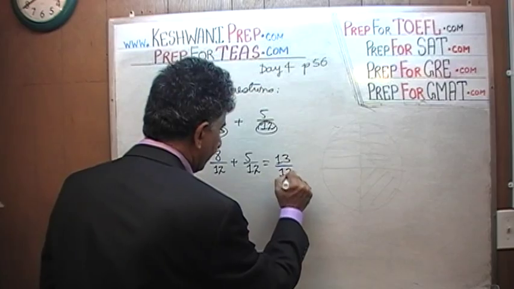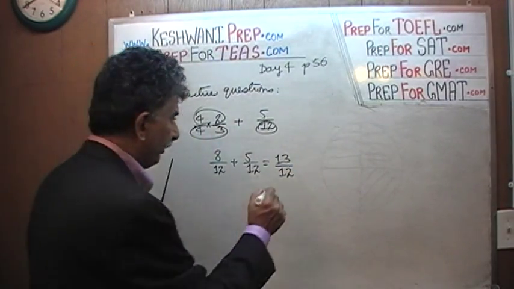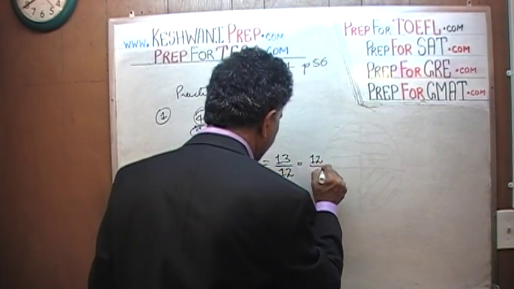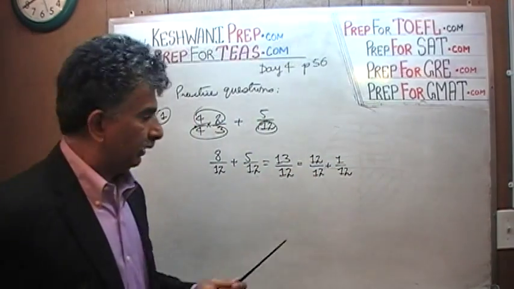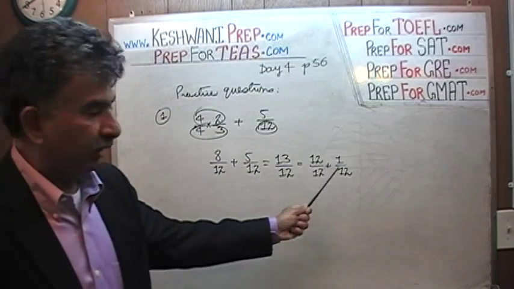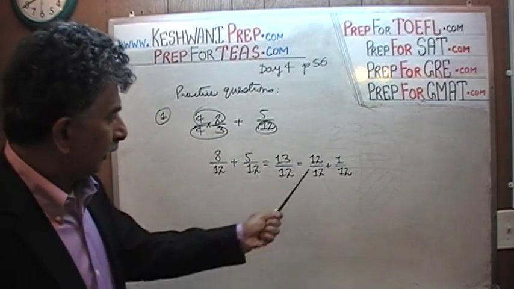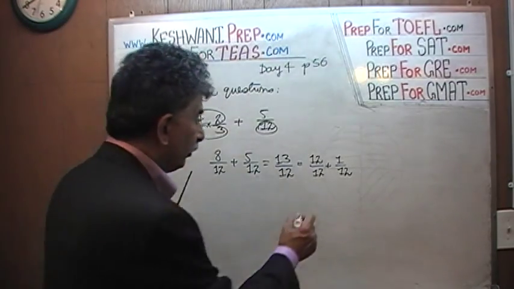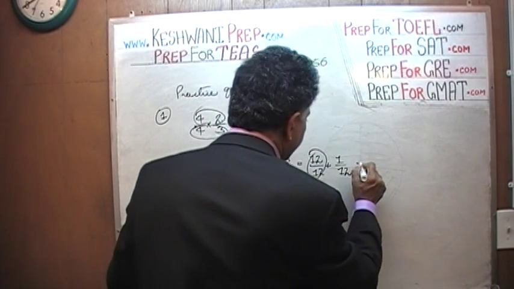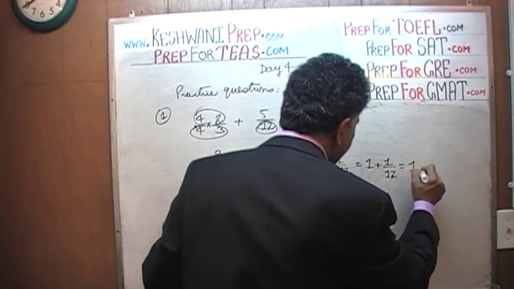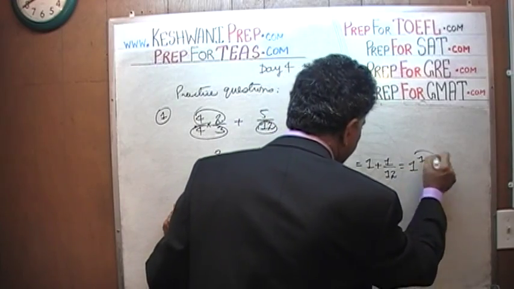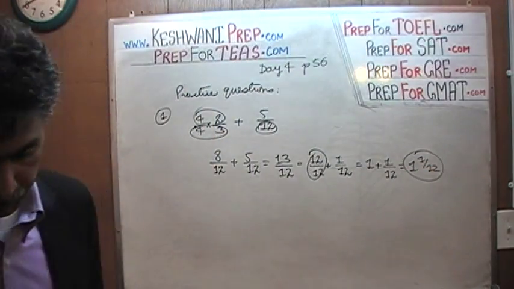13 over 12, okay, keep listening, 13 over 12, which can be written as 12 over 12 plus 1 over 12. Nobody's going to argue with that. 12 plus 1 is going to give us 13 over 12. 12 over 12 is simply 1. So we end up with 1 plus 1 over 12, which is simply 1 and 1/12. The answer finally is 1 and 1/12.